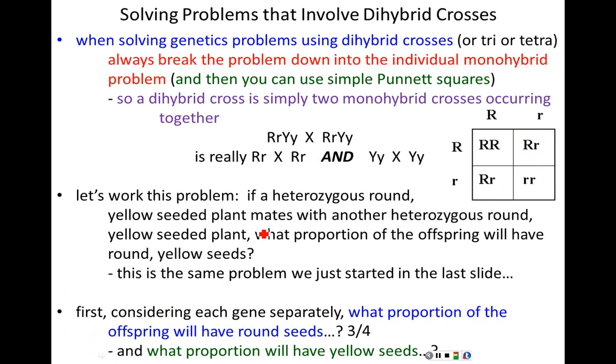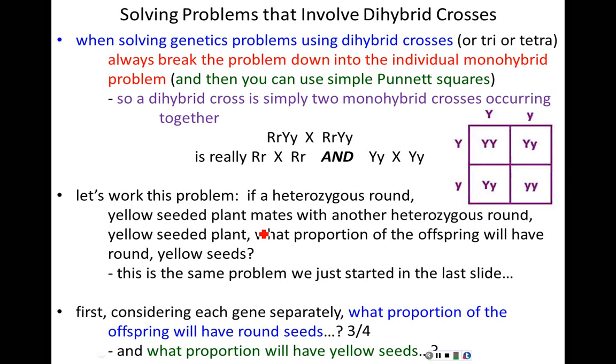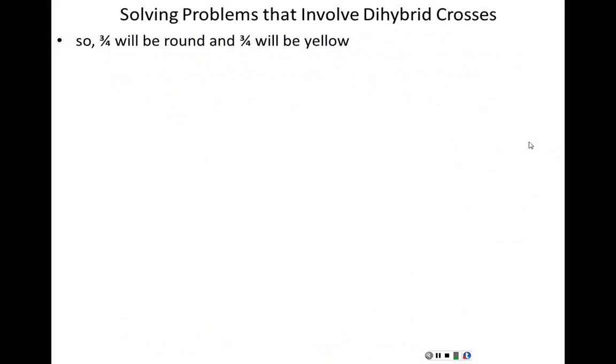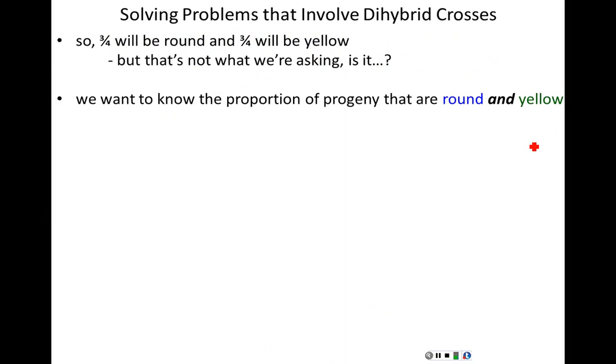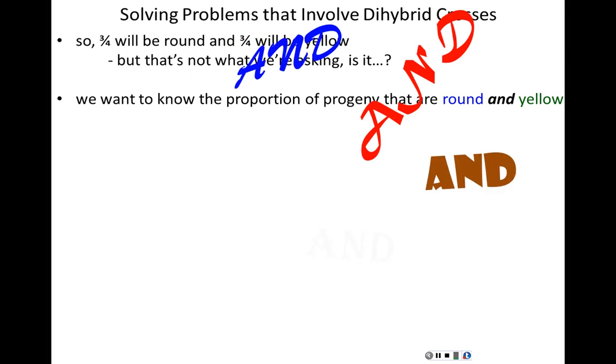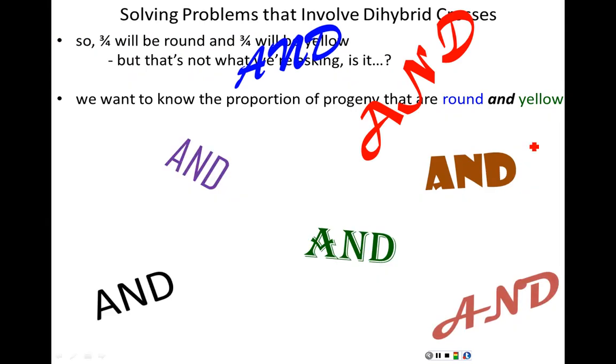Now let's switch to seed color. What proportion will have yellow seeds? Well, it's the same question. It's a heterozygote by a heterozygote. Here, yellow is dominant, and so it's 3/4. 3/4 will be yellow. But here is the real kicker. 3/4 will be round, and 3/4 will be yellow. That doesn't answer the question. The question really asked, what proportion of the progeny will be round and yellow?